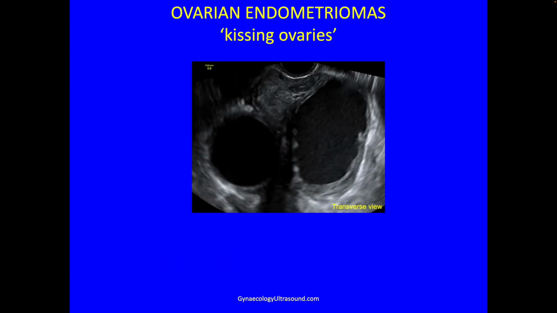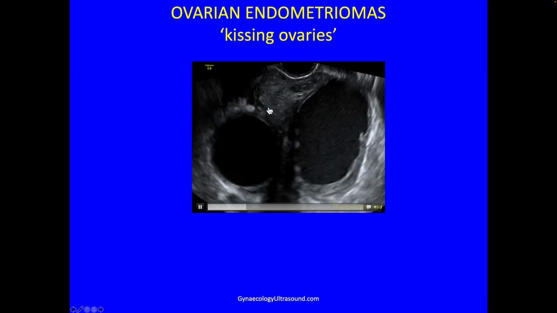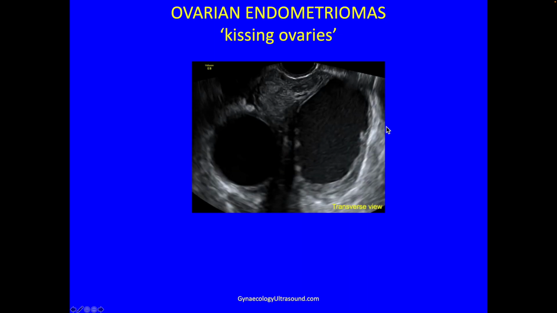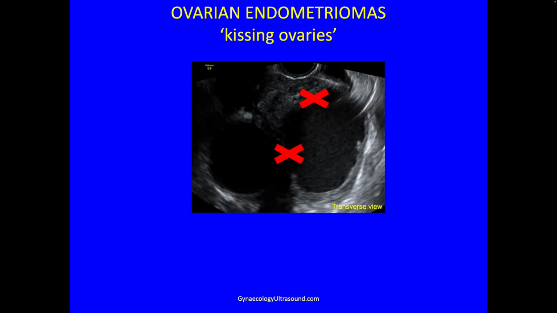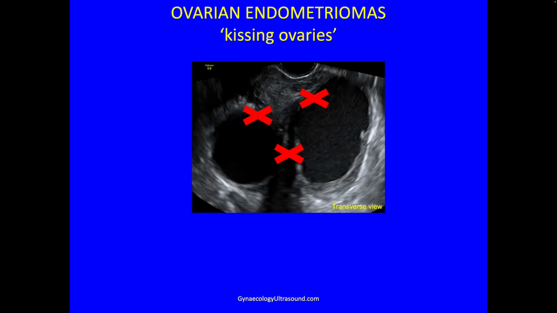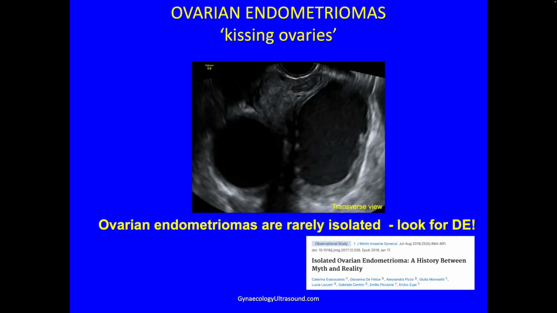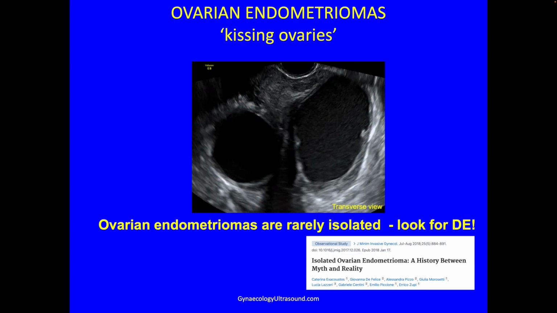Again, in the transverse plane, looking patient's right, patient's left, this is the torus, this is where the uterosacral ligaments insert. And you've got bilateral endometriomas. You can have anechoic endometriomas. They're kissing and they're adherent to the back of the uterus. The important thing is, don't stop there, as ovarian endometriomas are rarely isolated, as in this paper by Katerina Exkustos.